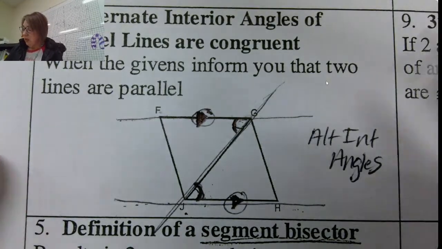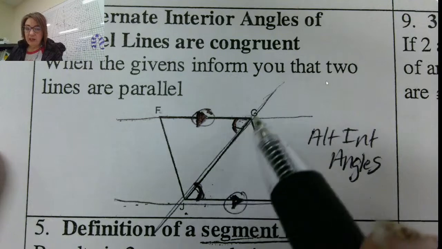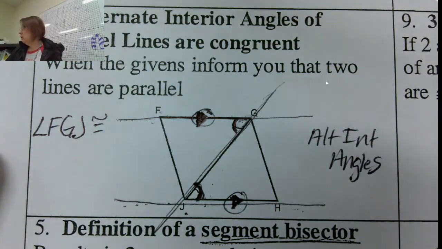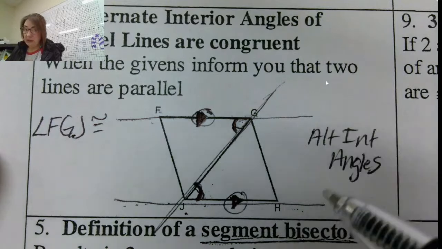Okay? Okay, so we could say that this angle, FGJ, and Bo, if it gets to the point where you just got to go, just go. Okay? You have my permission in advance.